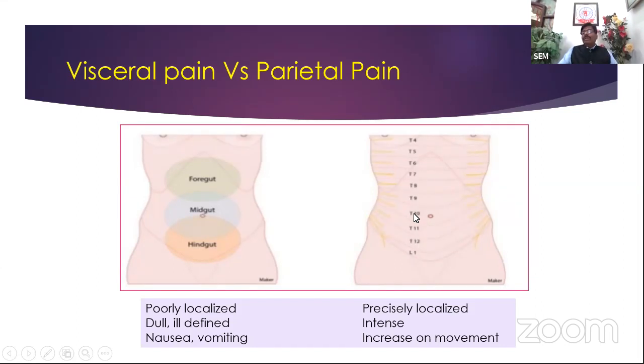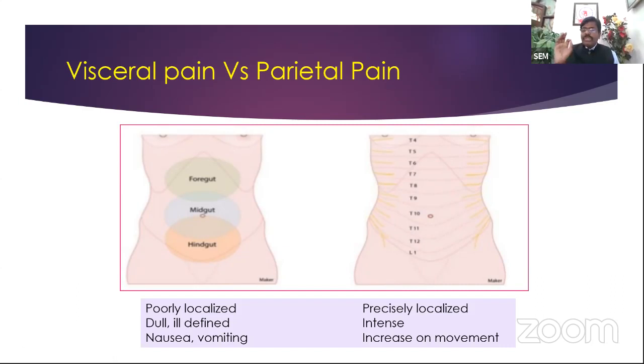Why is this important? For example, herpes zoster sometimes will present with just severe pain in the right upper quadrant. You think it is acute cholecystitis, but 2 days later the patient will develop small blisters along the T8 and T9 dermatome on the right side. Then it will reveal its diagnosis.